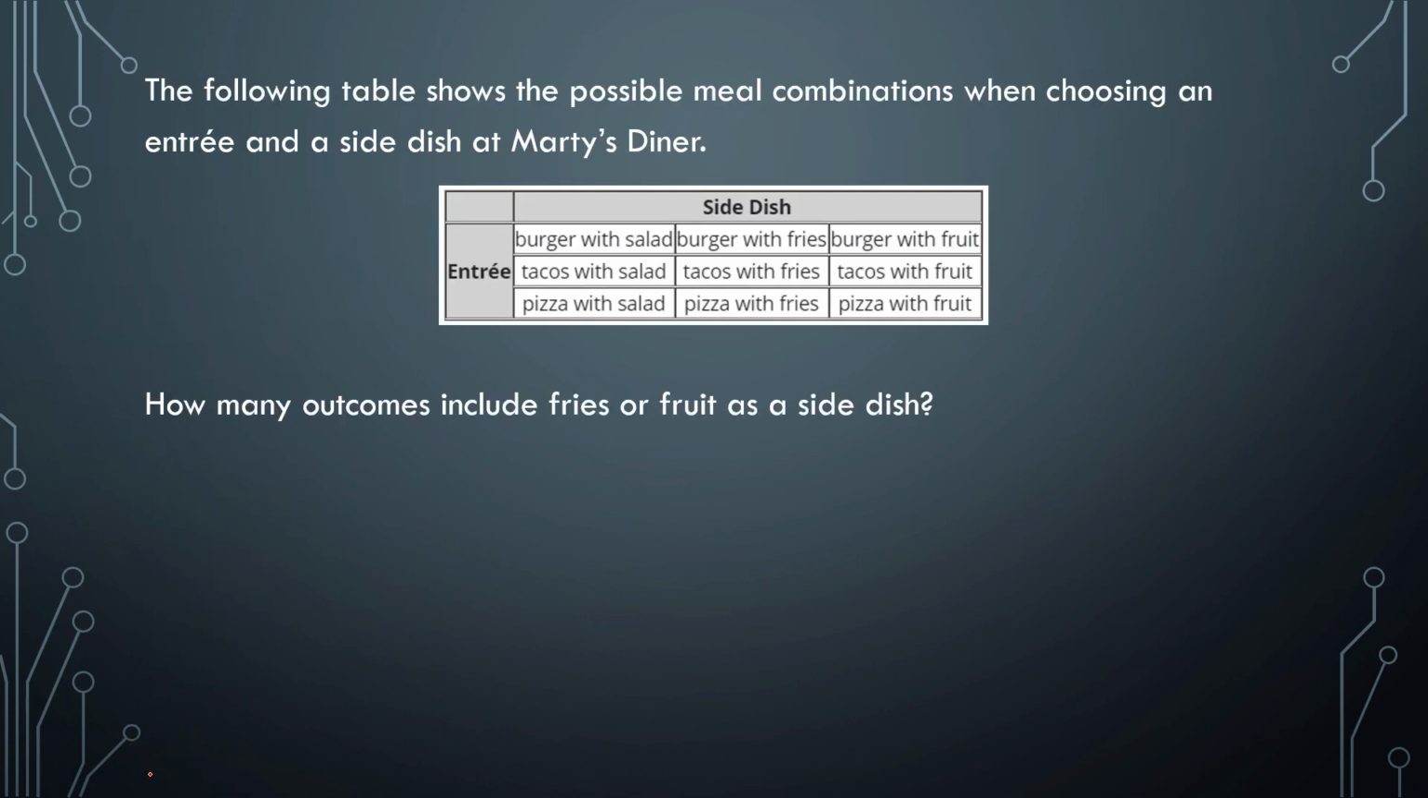Here's a table, and we want to know how many outcomes include fries or fruit as a side dish. So if I look here, here's 1, 2, 3 with fries, and here's 1, 2, 3 with fruit. So 6 different options I could pick from have fries or fruit as a side dish.